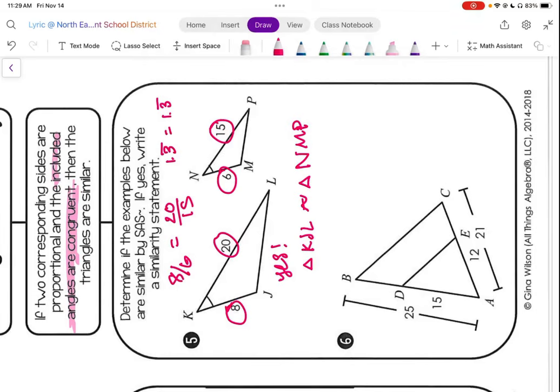Now, number 6. Okay, we have two triangles inside of each other, and angle A is the same on both triangles. So we have an included angle that is the same. Now we need to see, is 12/21 proportional to 15/25? Let's check our decimals. 12/21 is 0.5714. And 15/25 is 0.6. Those are not the same, so these are not similar.